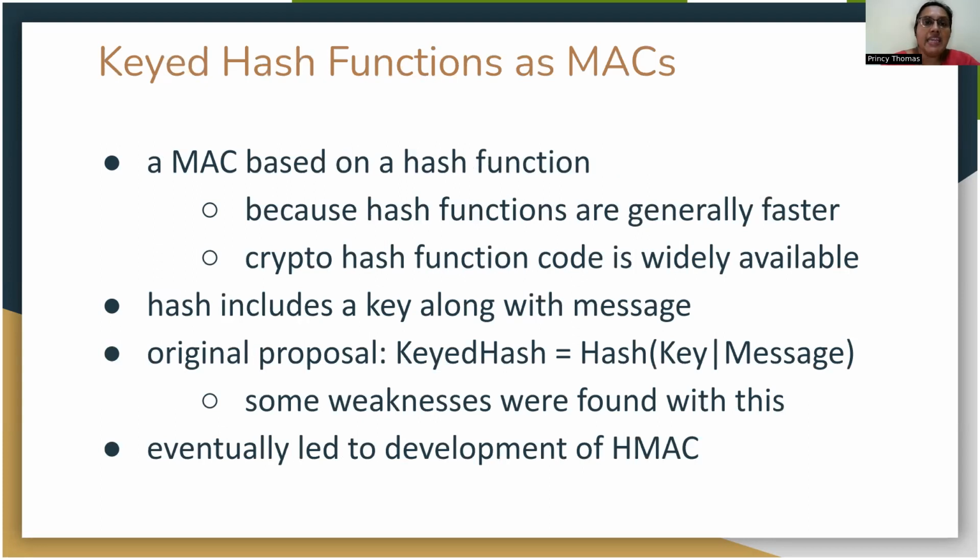Next is keyed hash functions as MACs. A MAC can be based on a hash function because hash functions are generally faster, and crypto hash function code is widely available. Because of these two reasons, hash functions using a particular key can be used as MACs. The hash includes a key along with the message. The original proposal was that the keyed hash is equal to the hash function with the key and the message as input. But some weaknesses were found in this, and so eventually HMAC, which we are going to look at after hash, was developed.